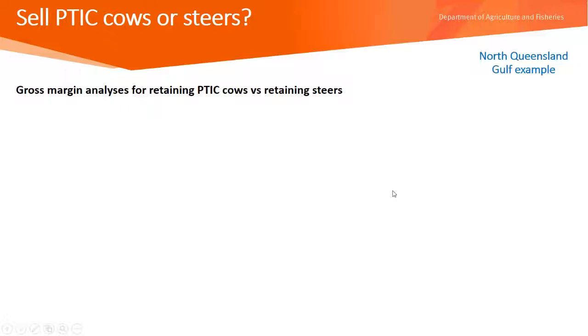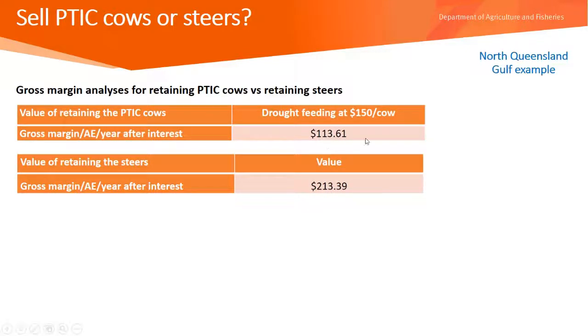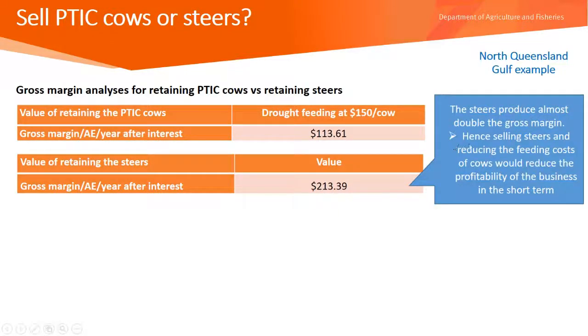The gross margin analysis for retaining PDIC cows versus retaining steers was the analysis we did. We came up with 113.61 for feeding the cows and selling the steers. If we hold the steers, 213.39 per AE, so that's comparable to that. The steers produce almost double the gross margin.